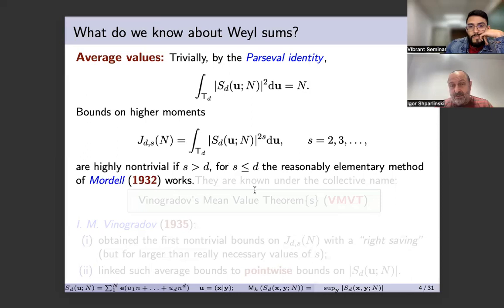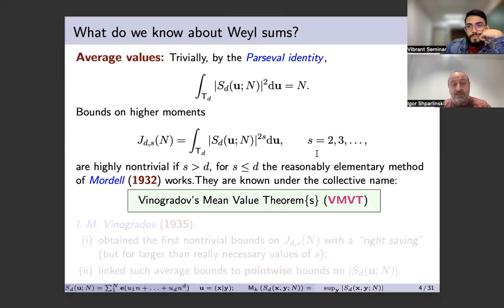By the way, just in case you forgot the definition of the sums s sub d, they're in the footer of my slides. So there are some other notation in the footer, but they're not relevant yet. So for now, just let's look at s sub d. So this will be always with us. Instead of putting my name or the title of the talk, I decided it would be more useful to put some basic definitions. So we are now interested in higher moments, and more specifically for s which are bigger than d. And results of this type are known under the collective name of Vinogradov's mean value theorems. I use plural because there are several results here of different type.